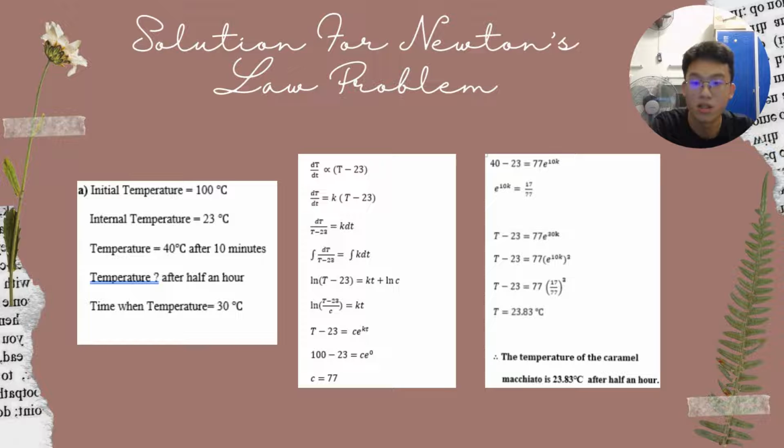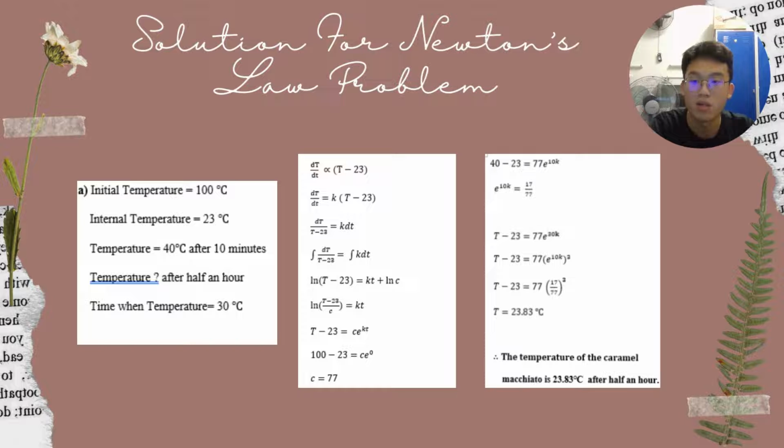Therefore, the temperature of the caramel macchiato is 23.83 degrees Celsius after half an hour. For B, we need to find the time for the drink to reach the temperature of 30 degrees Celsius. So e to the power of 10k is equal to 17 over 77. We add ln to both sides. Therefore, 10k is equal to ln(17/77) divided by ln e. Therefore, k is equal to negative 0.15.